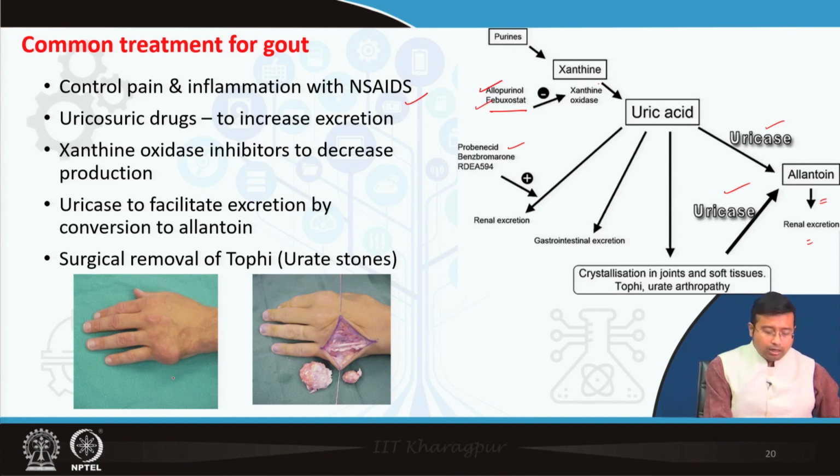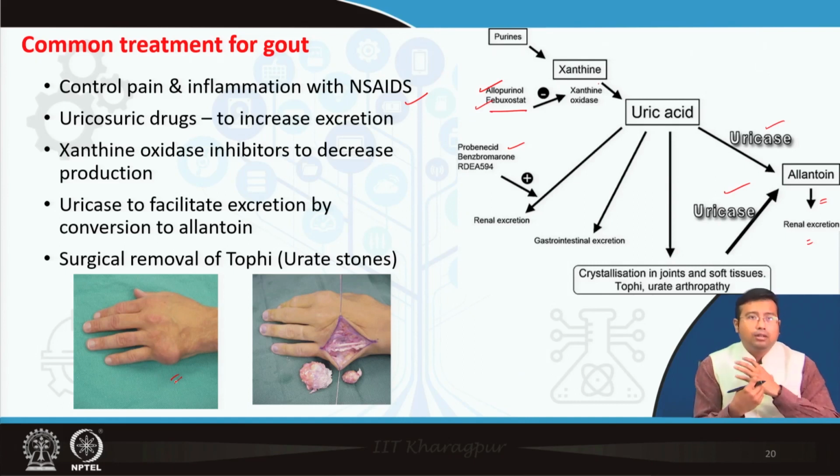So here you can see a uric acid crystal is present in the 5th proximal metacarpophalangeal joint, and it has been removed.